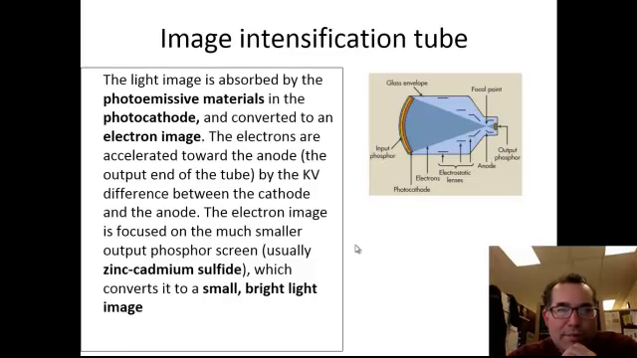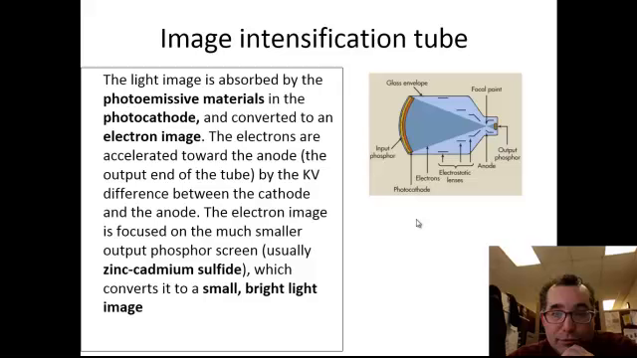Okay, so what we have happening here is the light image is going to be absorbed by what's known as a photoemissive material. In other words, photo meaning photons or electrons. So there's going to be a conversion in this photocathode. That's our first section. So it's important to know what happens first, right?